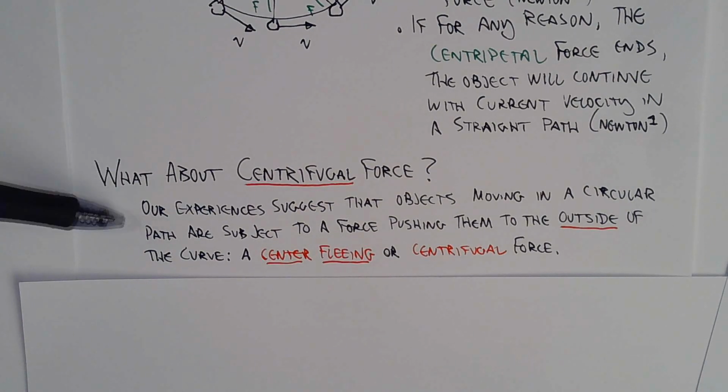But if you're traveling in a circular path, or objects around you are traveling in a circular path with you, it seems as if there is a force that pushes them to the outside of the curve. If you have sunglasses on the dashboard of your car, they will seem to slide to the outside of the curve. If you are riding in an amusement park, you will slide to the outside corner of the seat. It's natural to think that there's a force pushing to the outside.